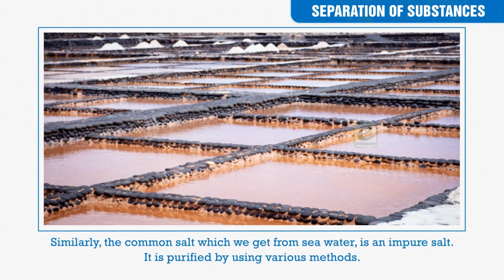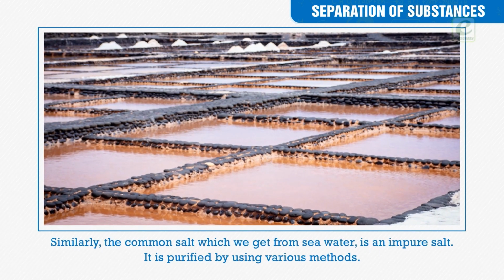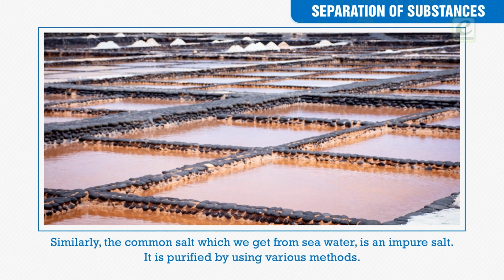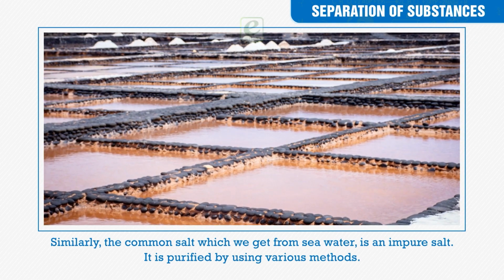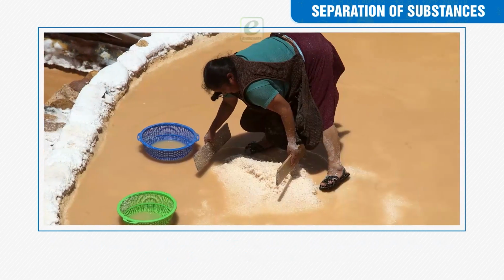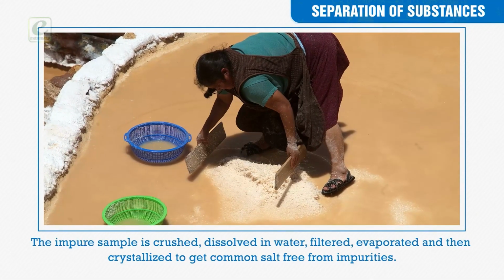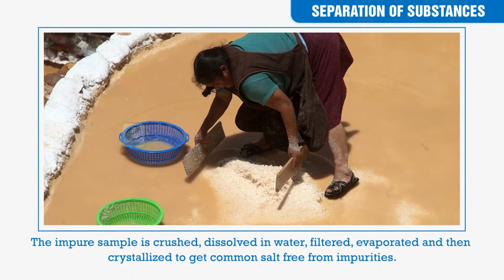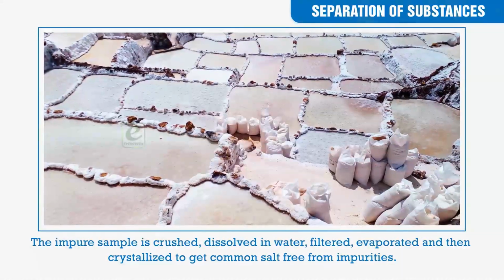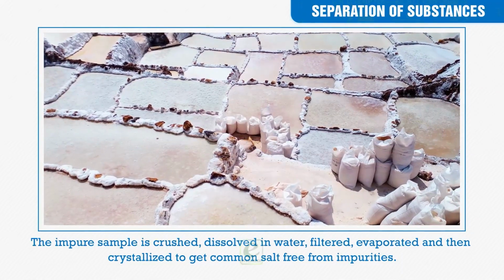Similarly, the common salt we get from seawater is an impure salt. It is purified by using various methods. The impure sample is crushed, dissolved in water, filtered, evaporated, and then crystallized to get common salt free from impurities.